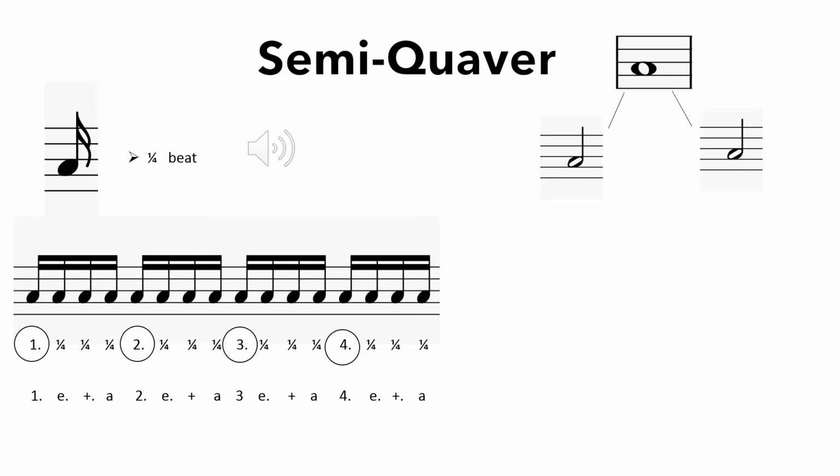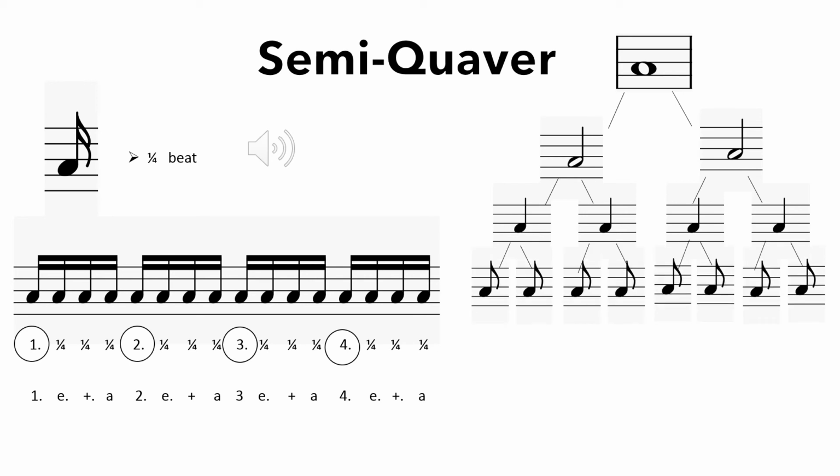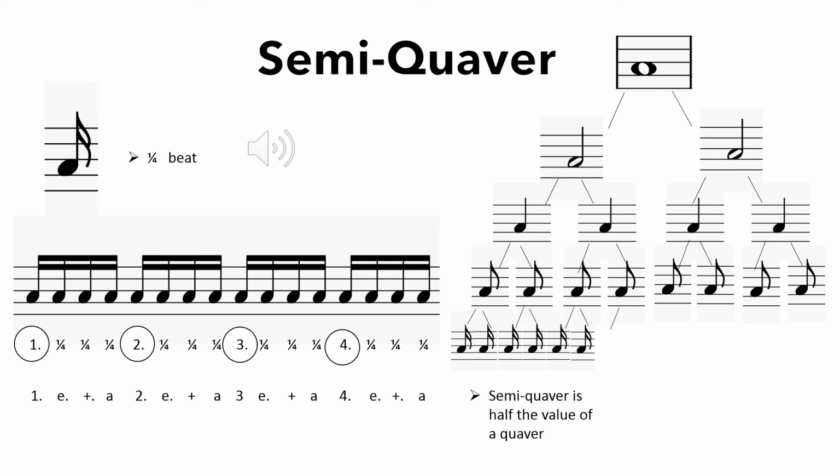We know a minim is half the value of a semibreve, a crotchet is half the value of a minim, a quaver is half the value of a crotchet, which means a semiquaver is half the value of a quaver. So that means 2 semiquavers make up a quaver, 4 semiquavers make up a crotchet, 8 semiquavers make up a minim, and 16 semiquavers would make up a semibreve.